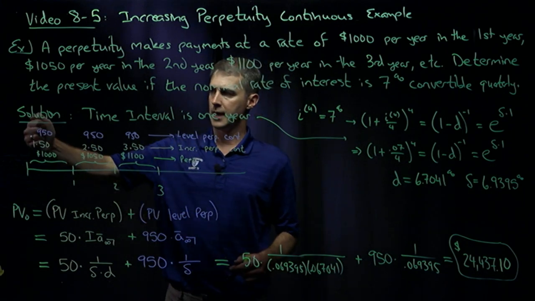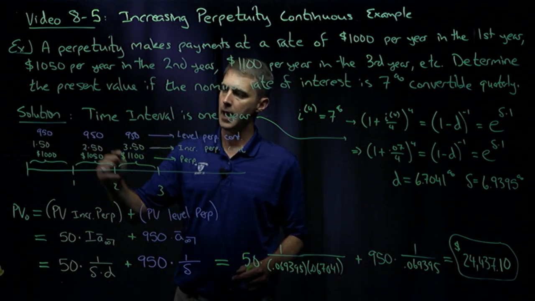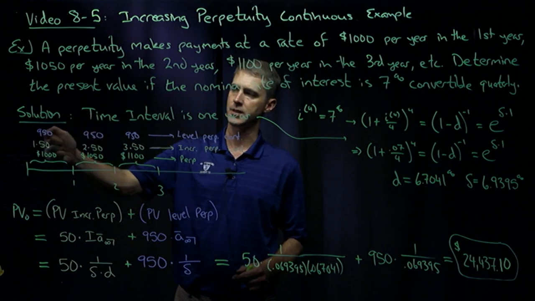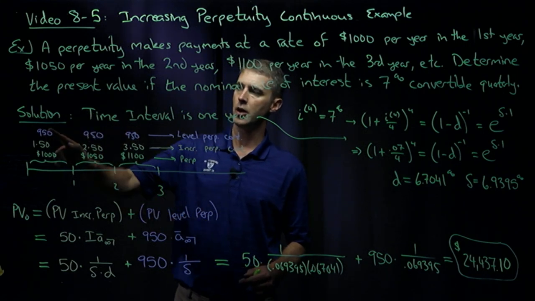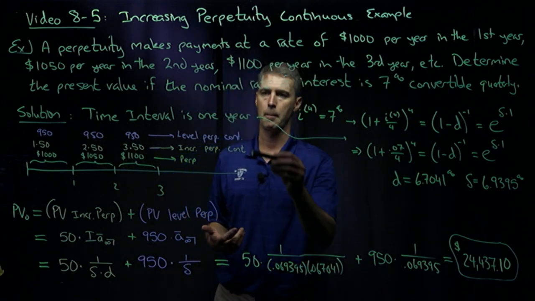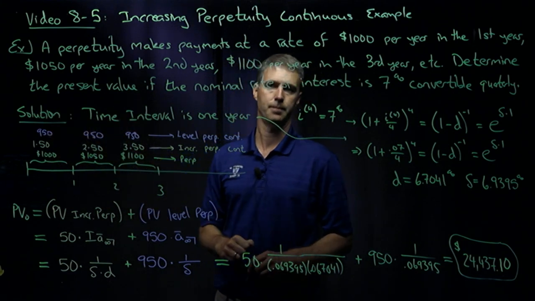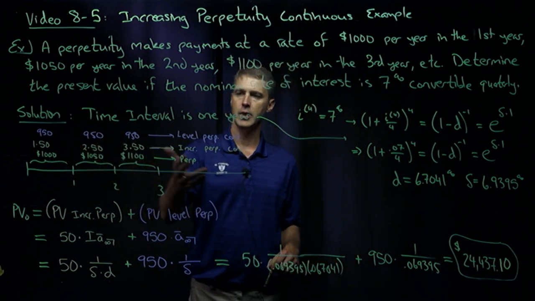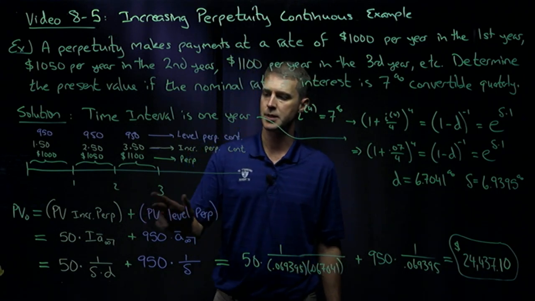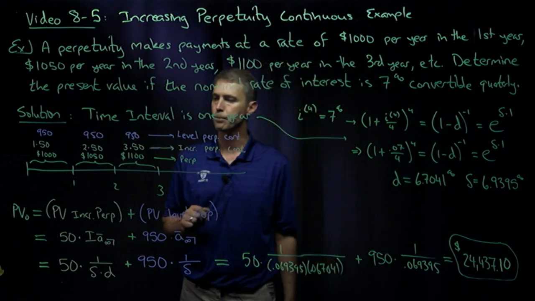Now, that only accounts for 50 of the 1,000 bucks, so there's 950 that I haven't accounted for during the first year. Second year, I've accounted for 100 of the 1,050, so there's still 950 unaccounted for, and that's the case every single year. So I also have a level perpetuity continuous paying in at a rate of 950 per year. Bam. So the bottom line is the sum of the 2 top rows. All right? So if I want the present value of the perpetuity, I'm going to figure out the present value of the increasing perpetuity, this middle line, plus the present value of the level perpetuity continuous, which is this top line of payments.